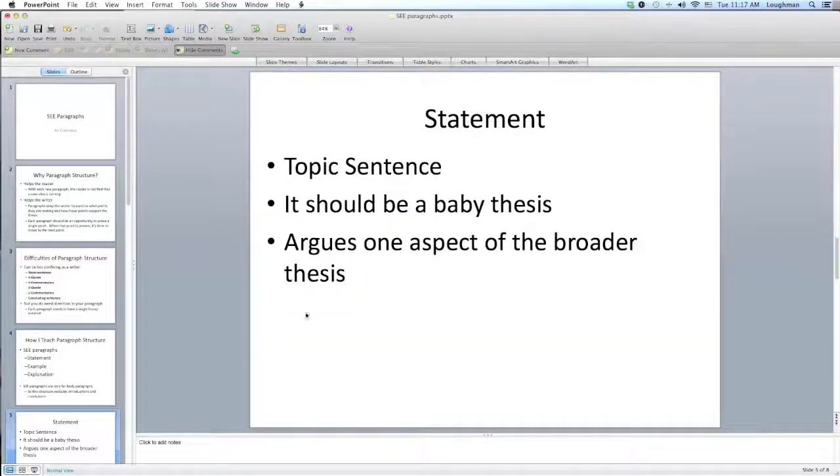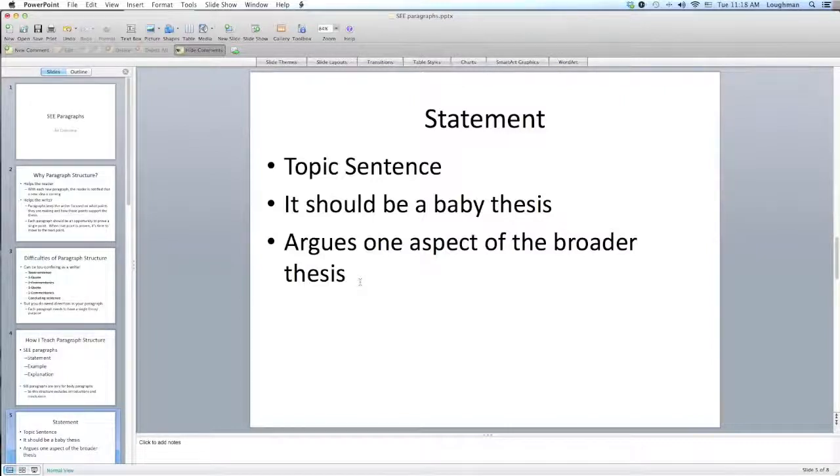The statement is just another word for topic sentence. All right. It's a baby thesis, where your thesis is an argument. You're trying to prove something in your essay, in a thesis. In a topic sentence, you're trying to prove one aspect of that larger argument. So it should be argumentative. It should be your opinion. And that's something that's very key.